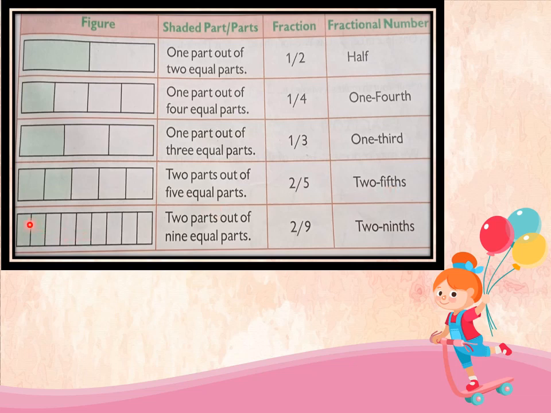Now next, how many equal parts are there? 1, 2, 3, 4, 5, 6, 7, 8, 9. 9 equal parts, and how many parts are shaded? 2. So 2 parts out of 9 equal parts. In fraction we write 2 upon 9, in fractional number 2/9.